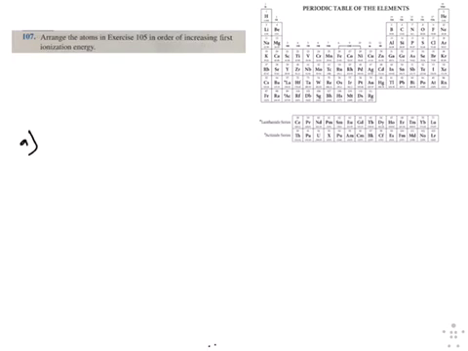So number 107 is a continuation of number 105, but now we're doing increasing first ionization energy. So again, that's the energy required to remove the first electron from an atom. And so again, we're going through the same kind of 3 elements we were in the previous problem. For part A, we're comparing tellurium, sulfur, and selenium. So again, find those elements on your periodic table. These 3, again, were in the exact same group.